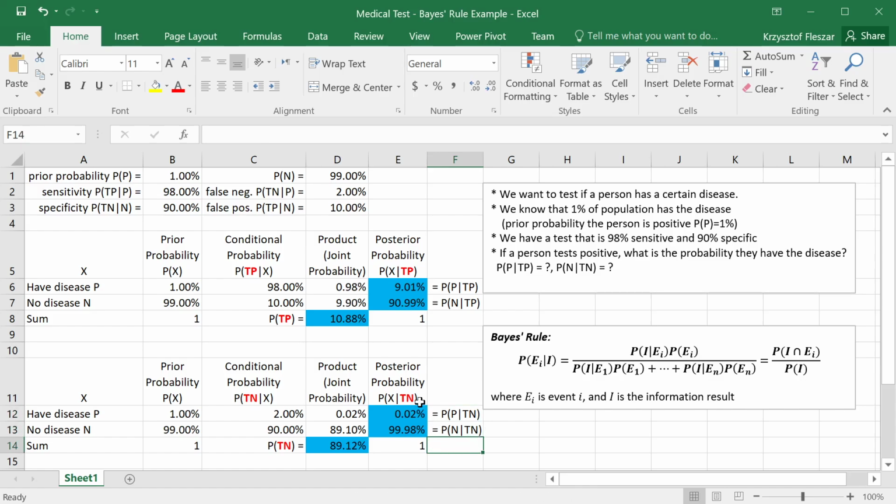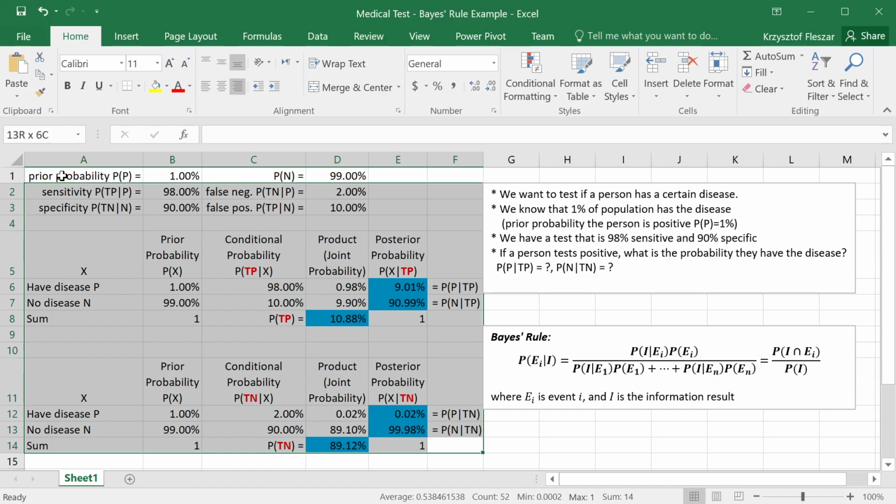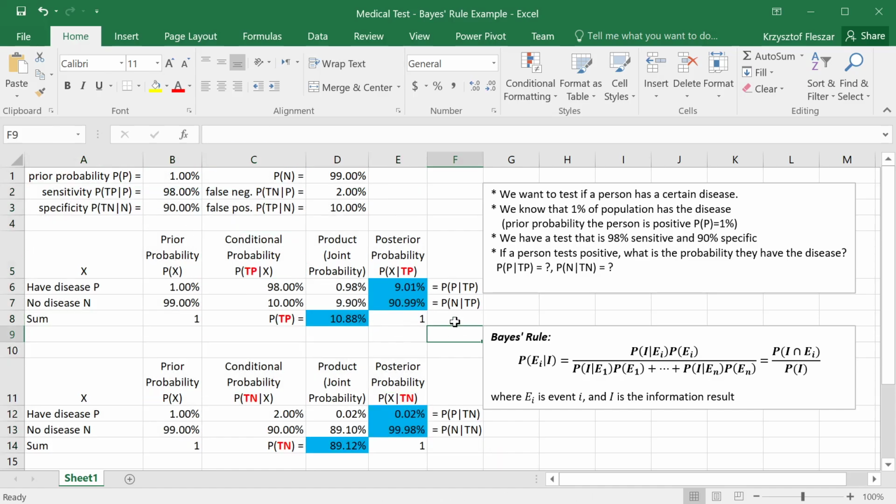So you see this is the base analysis, and I will show you some sensitivity analysis, right? I'll try to play with these parameters to see how they affect the result. But the most important conclusion from this is that even though we test a person and the test result shows the person should have the disease, there's only 9% chance that they actually do have the disease.